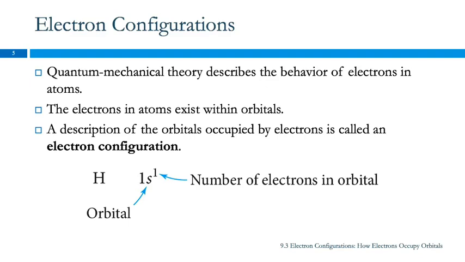Remember that electrons have wave properties and particle properties, and so I find it easiest to think of these orbitals as a standing wave of the electron. When we make a description for a given atom of the orbitals that are being occupied by electrons, we call it an electron configuration.